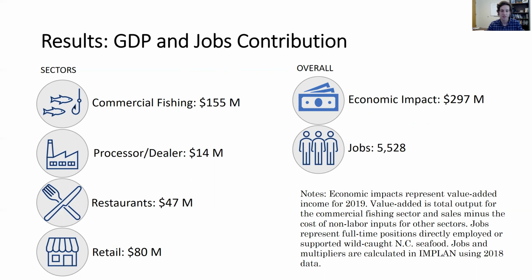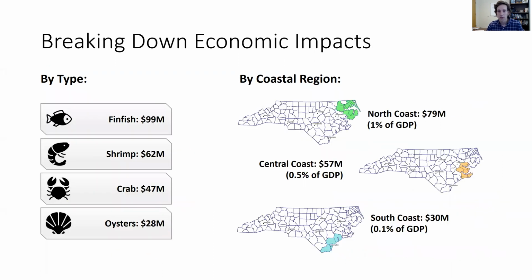The commercial harvesting sector had the largest statewide impact at $155 million. But the restaurant and retail sectors have been growing. As more North Carolina seafood is served to more North Carolina consumers, we get more impact. While commercial fishing takes place on the coast, most of the restaurant and retail impact occurs inland. So we evaluated economic impact both by fish type and by region.